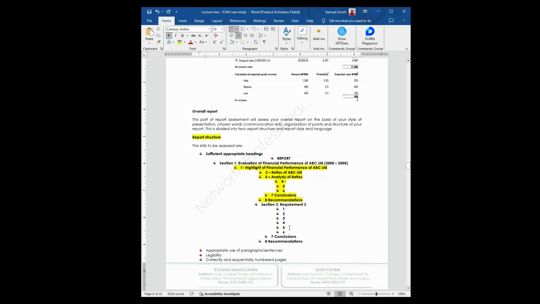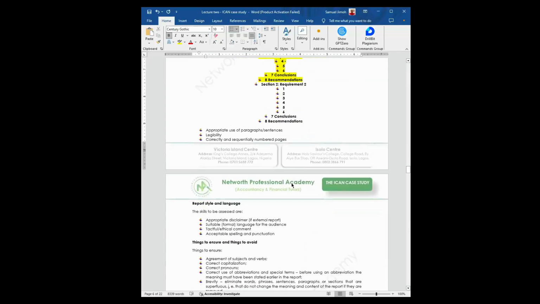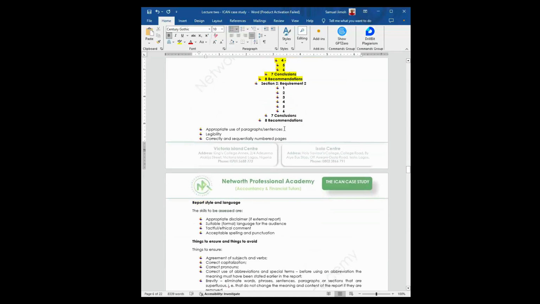The same thing is applicable to section 2. So what we are saying is that once you present your report this way, then there is 1 mark. You will get 1 mark for putting appropriate headings in your report. Then appropriate use of paragraphs and sentences.